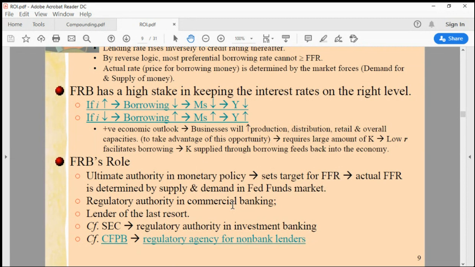Actually, the repeal of Glass-Steagall was the planting of the seed for that financial crisis. Anyway, commercial banking is regulated by the Federal Reserve, and investment banking is regulated by the SEC, which stands for Securities and Exchange Commission. There's also an agency called the CFPB, the Consumer Financial Protection Bureau, which was created after the 2008 financial crisis. This is an agency that regulates non-bank lenders. You might wonder what non-bank lenders are, but we'll come back to this later.